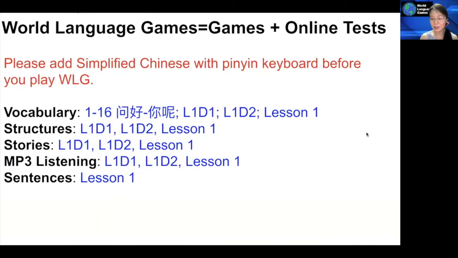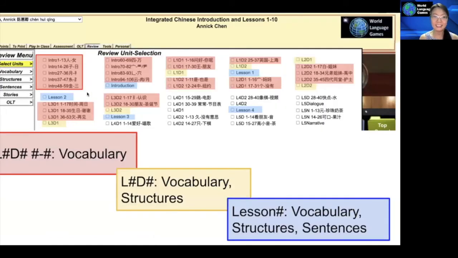Let's go back to our last slide. So here, if you want to do the structure scramble, then you go to lesson 1, select the lesson 1 unit. Then you go to structures and you practice. After you practice, you can go to online test, select review online test 2. Then you will be able to assess your own skills. Anything below 80% means you need some more practice.